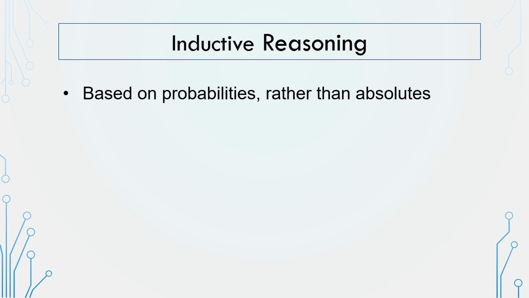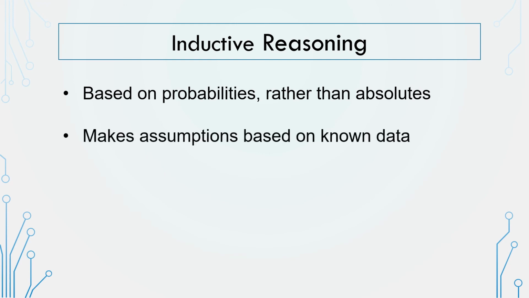Inductive reasoning is based on probabilities rather than the absolutes you would see in properly constructed syllogisms. Instead, inductive reasoning makes assumptions based on known data. What this means is that information is gathered and probabilities are found for how that information might play out in the real world. Let's look at an example below.